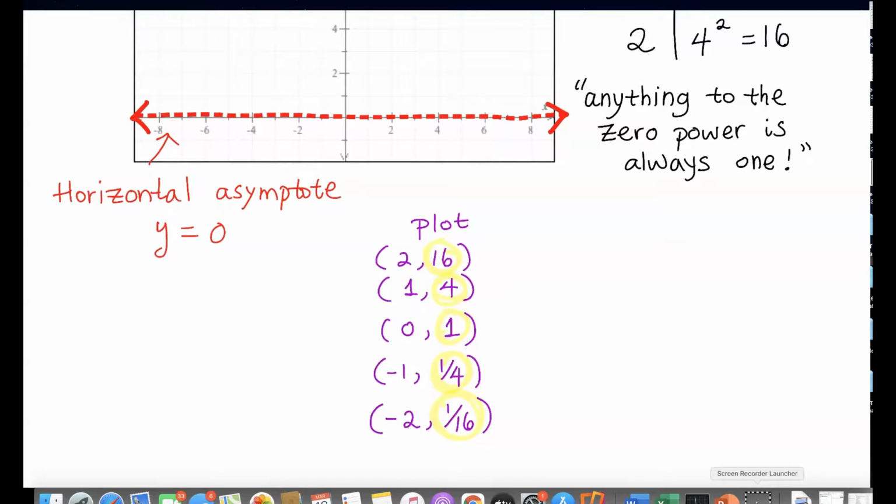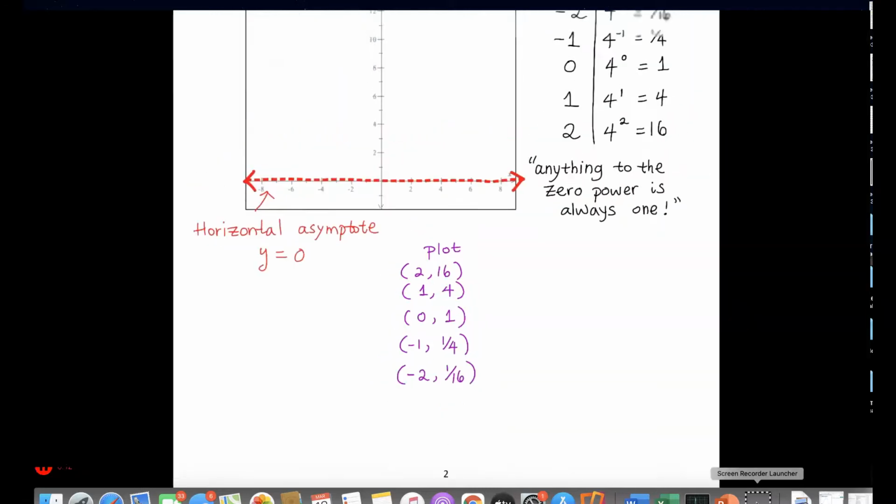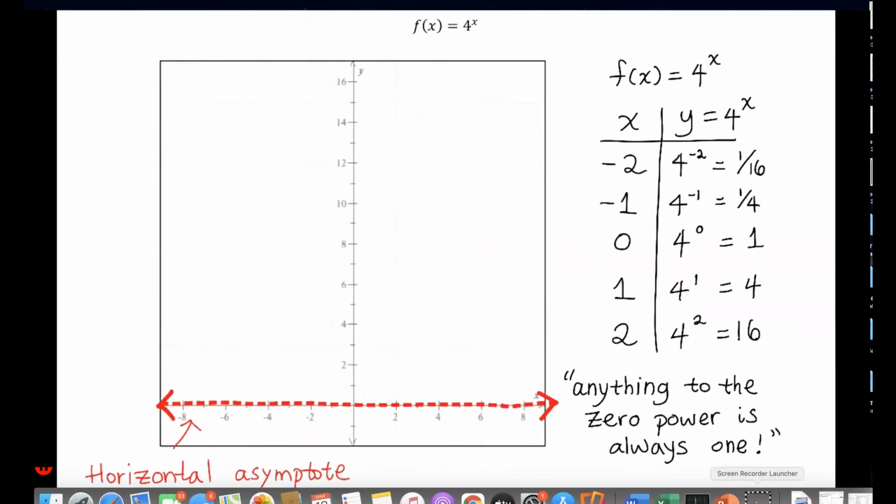So give me 1 second. Let me plot these points. But I just wanted to explain why we have a horizontal asymptote of y equals 0. Because as you can see, the y values are getting smaller and smaller, but not getting to a negative number. It's getting really close to 0. So let me plot these points. 2, 16 first. 2 to the right, 16. Next one is 1, 4.